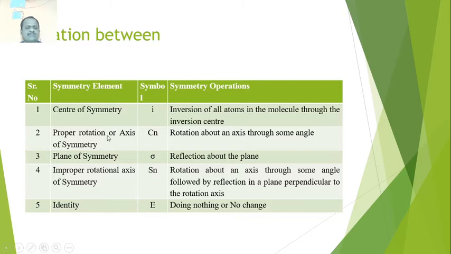Second one is the proper rotation axis, or axis of symmetry, denoted by Cn. Rotation is carried out through an axis with some angle. Then plane of symmetry, denoted by sigma, is reflection about the plane. Then improper rotational axis of symmetry, denoted as Sn, is rotation about an axis through some angle followed by reflection in a plane perpendicular to the rotation axis. And the last one is the identity, denoted as E, doing nothing or no change. So these are the operations you have to perform on that symmetry element.